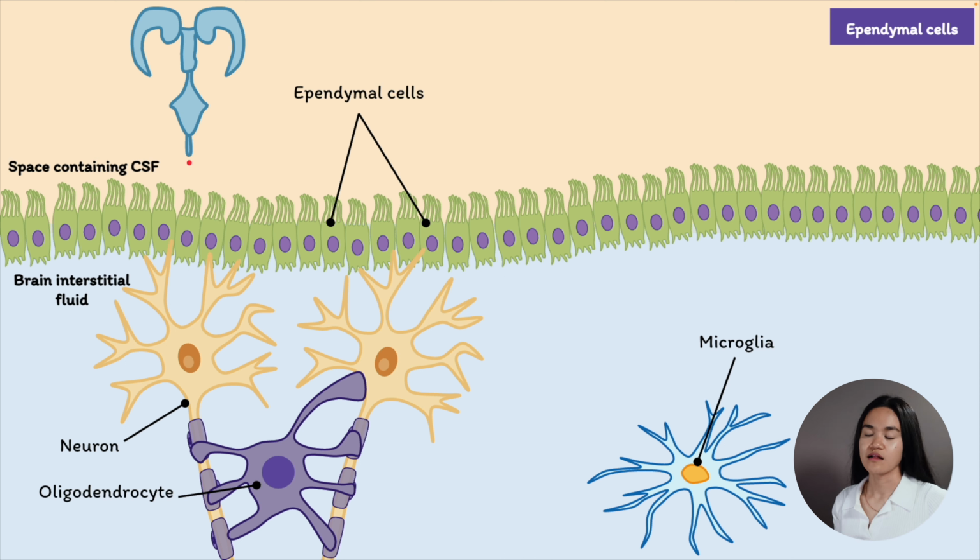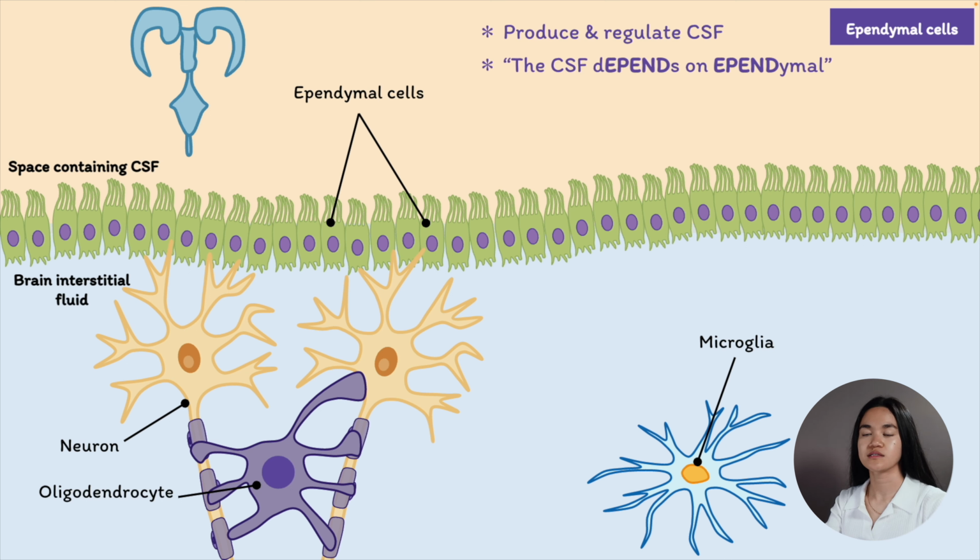Now, the ependymal cells line the ventricles, and they're involved in the production of cerebrospinal fluid, CSF, that fills the cavities of the brain, as well as the regulation of CSF, okay? The way to remember the function of the ependymal cells, think the CSF depends on ependymal. They secrete, circulate, and maintain homeostasis of the CSF to support neuronal function. They provide nutrients and provide protection to the brain and spinal cord. And CSF performs many functions, including allowing nutrients and other substances to reach the neurons, protecting the brain from injury, as well as removing waste products.